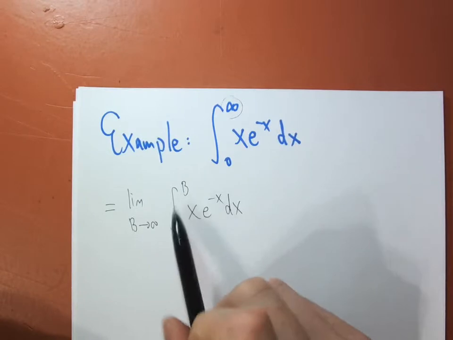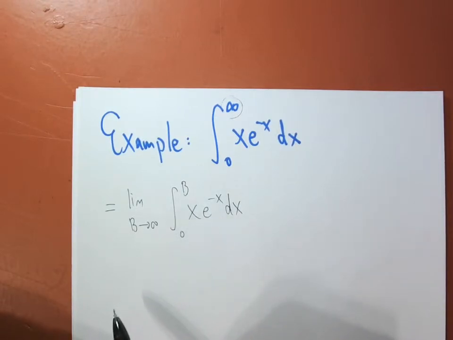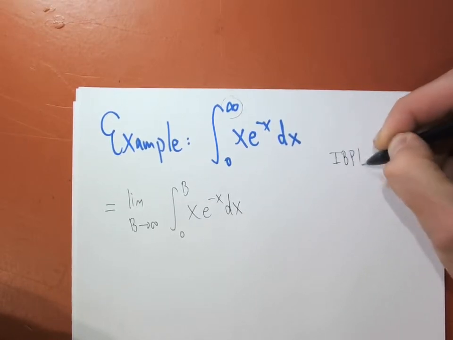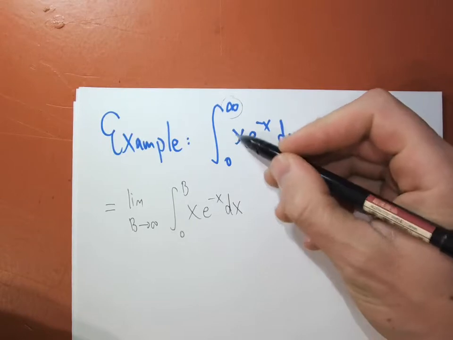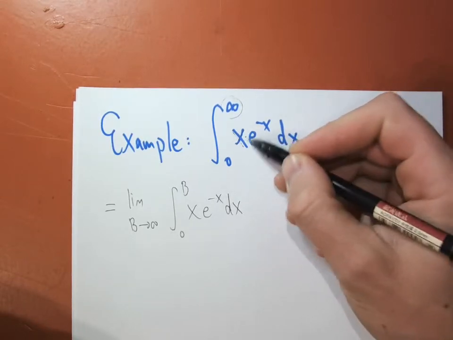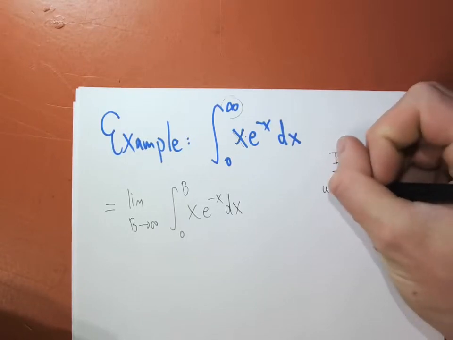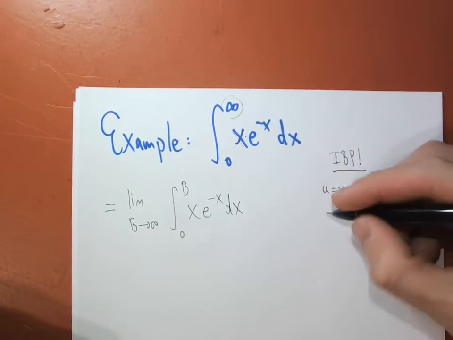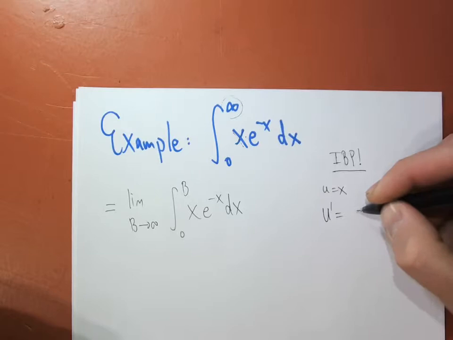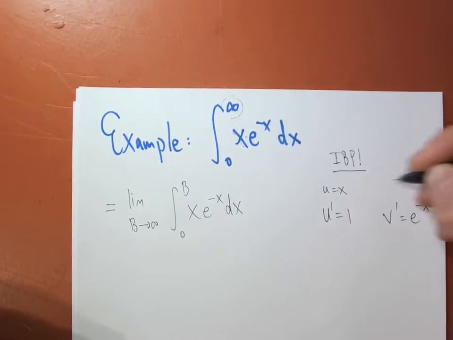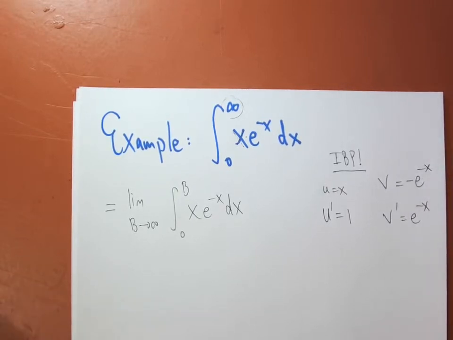Okay, now we actually need to do the integration. We need to take the antiderivative. How do we do this? IBP. We have one function, x, times another function, e to the minus x. So in this case, I want to let u be x. So u prime is 1. I want to let my v prime be e to the minus x. Then my v is minus e to the minus x.